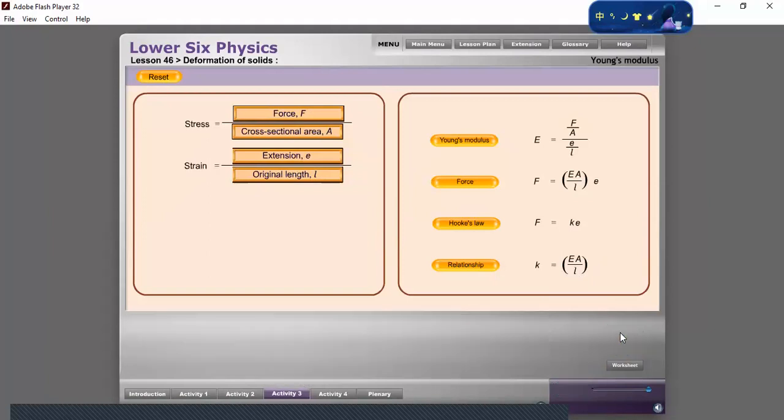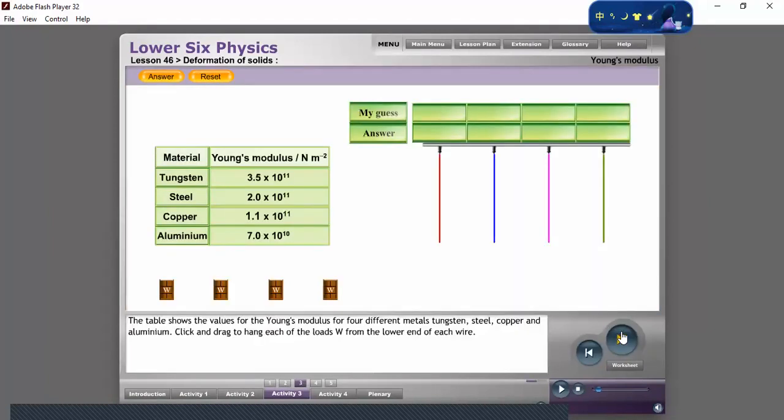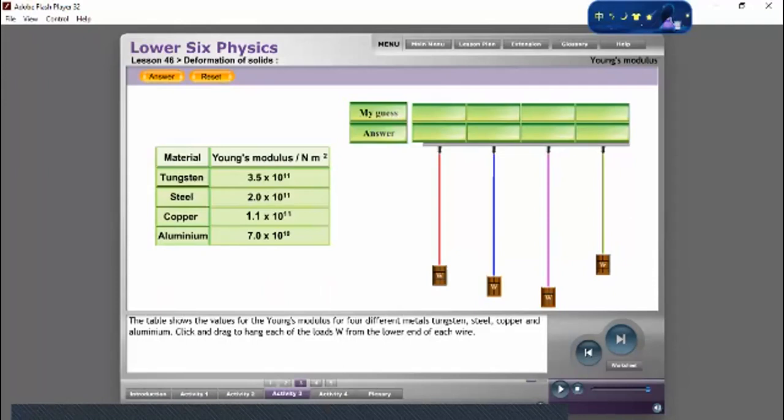The table shows the values for the Young's modulus for 4 different metals: tungsten, steel, copper, and aluminium. Click and drag to hang each of the loads W from the lower end of each wire. Okay, here we have 4 different positions.